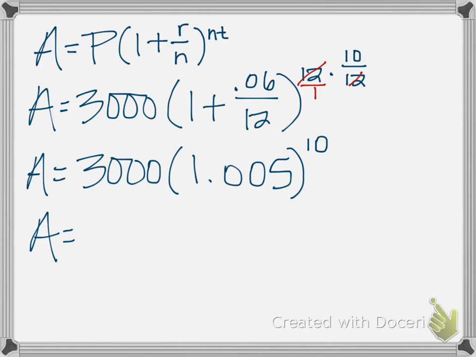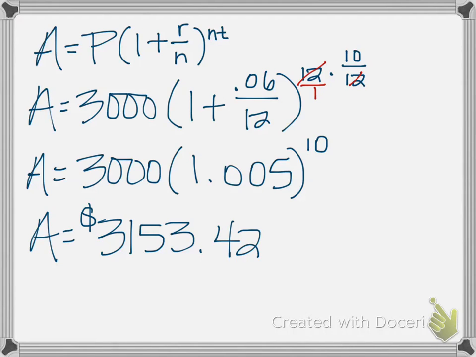Now again, my order of operations tells me to do my exponent before I do my multiplication. So 1.005 to the 10th power. And I get a really long decimal, 1.051140132, and it probably keeps going. So I just keep that in my calculator and then multiply that by the 3,000. And when I do that, I get $3,153 and 42 cents as the total amount.